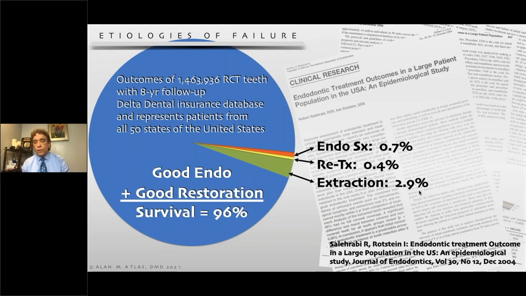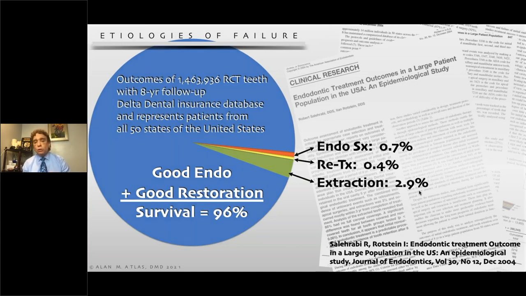And the only reasons for failure were considered because of endosurgery, which is very small, retreatment small, or extraction, in this case, was almost 3% of the time out of all of these teeth. Not a very bad outcome. In fact, unbelievably good compared to some other big type of sample size outcomes.